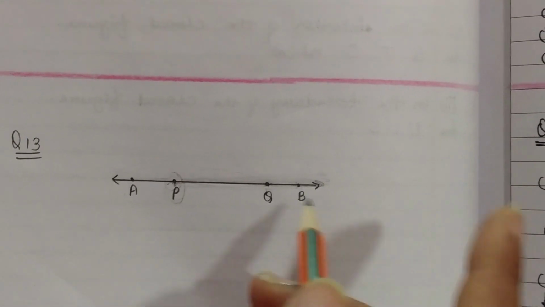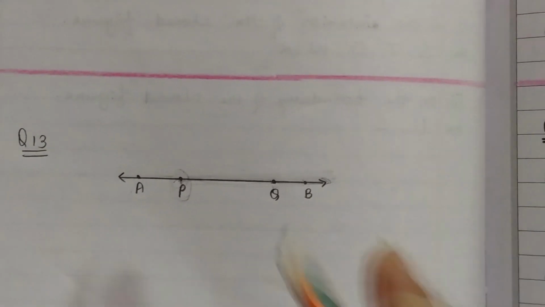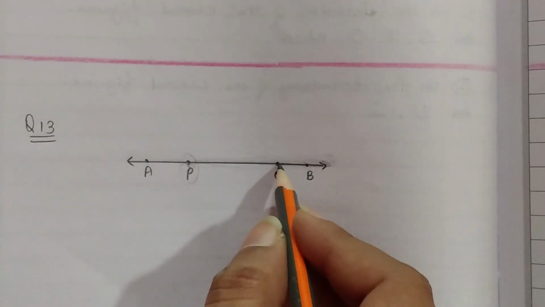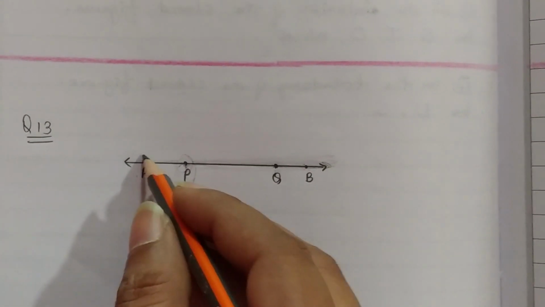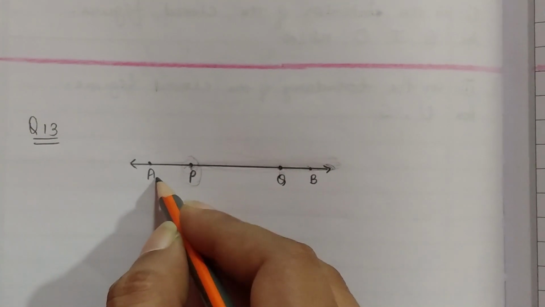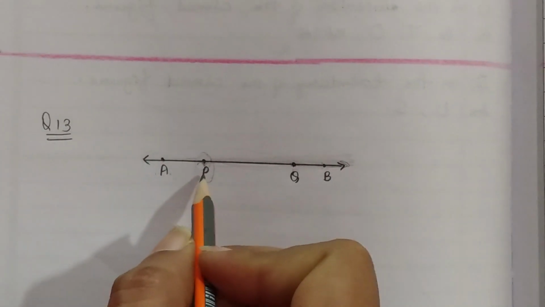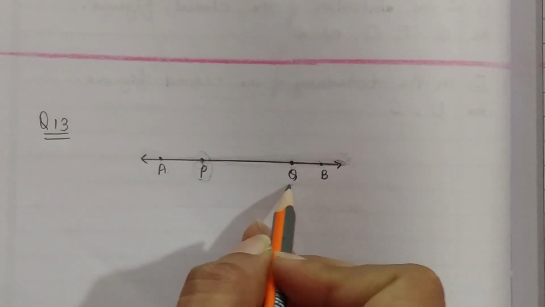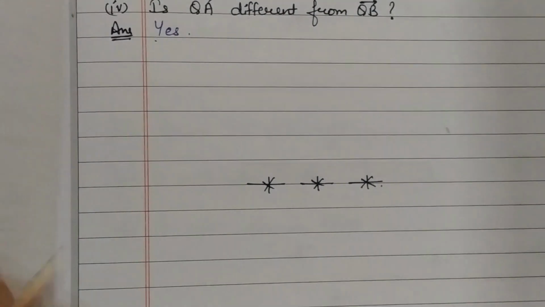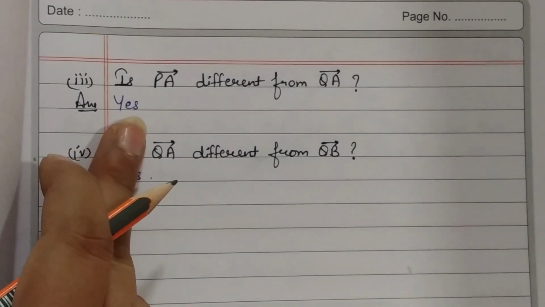But in the third part, they are asking about PA and QA. That means for PA the initial point is P, and for QA the initial point is Q. Although A is a common point, it is not the initial point. When the initial point is the same, the ray will be the same. But the initial points are different here, P for PA and Q for QA. So they are different. We will write the answer: yes, PA is different from QA, or simply yes.